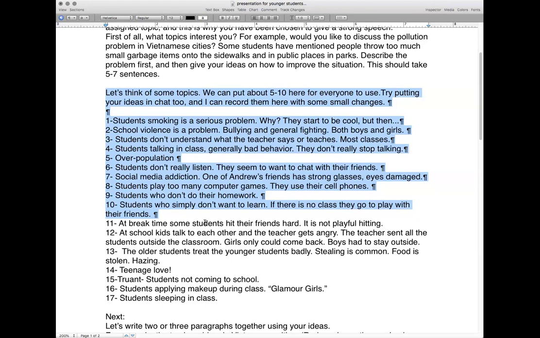1. Students, smoking is a serious problem. Why? They start to be cool, but then 2. School violence. Violence is a problem. Bullying and general fighting, both boys and girls. 3. Students don't understand what the teacher says or teaches, in most classes. 4. Students talking in class, generally bad behavior, they don't really stop talking.